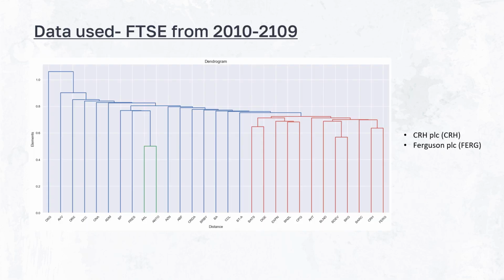This is a dendrogram of the clusters. Over here, we can see CRH and Ferguson are clustered together. Both these companies are in construction. CRH manufactures cement while Ferguson is in piping and heating solutions. Since the companies operate in the same sector, the risk profile will be similar and hence they are clustered together. Similarly, other clusters are formed.